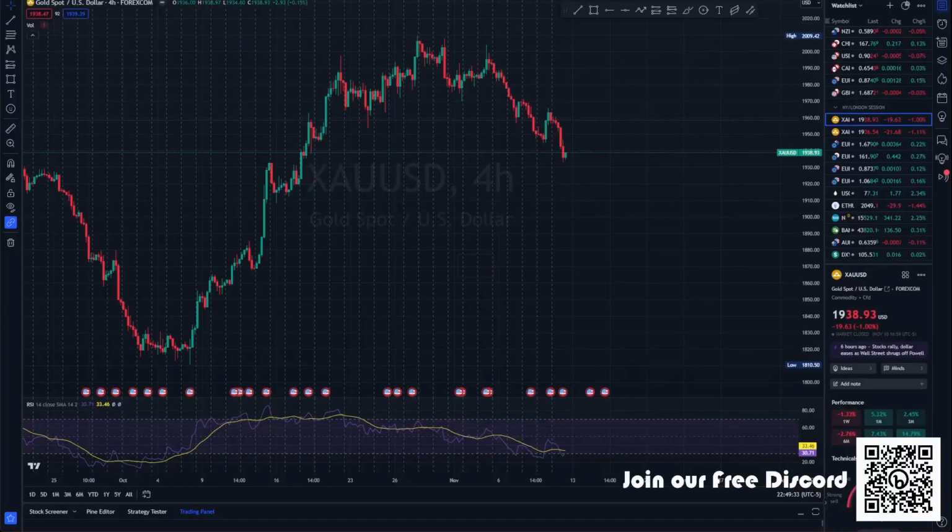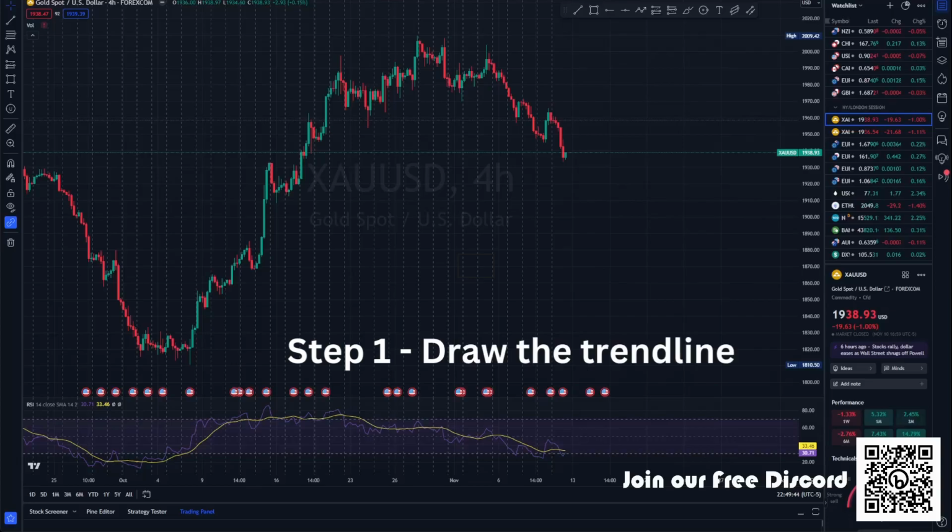Hi guys, today we're going to look at trend angle, how to identify the angle of a trend inside of TradingView. So let's dig right in. Step 1 in identifying the angle of the trend is to draw the trend line itself. So I'm using gold for our chart to draw the trend line.